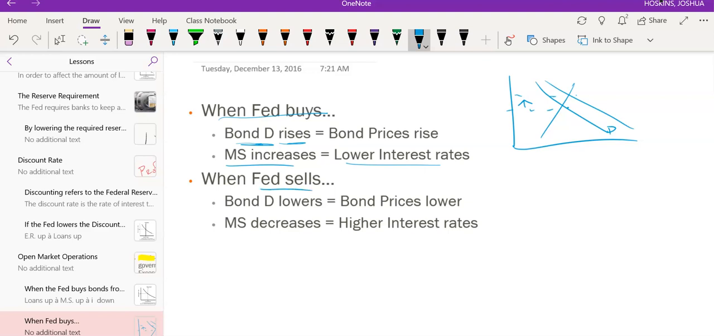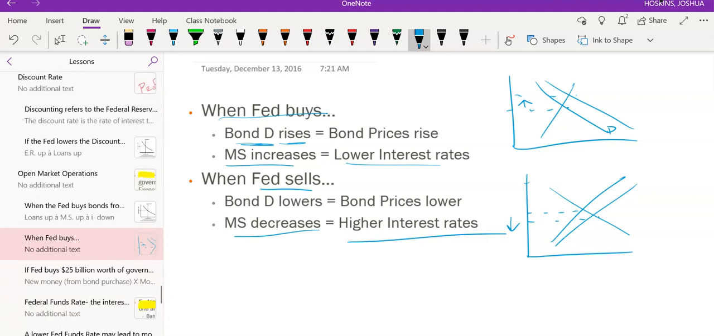When the Fed sells bonds, right, if we're dealing with inflation, they need to bring the economy back down. They're selling bonds. So in that case, the supply is increasing. Look what happens to the price. Price goes down. That decreases the money supply, and it raises the interest rates.